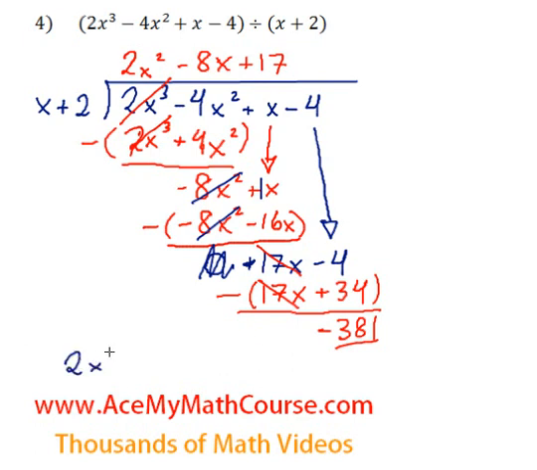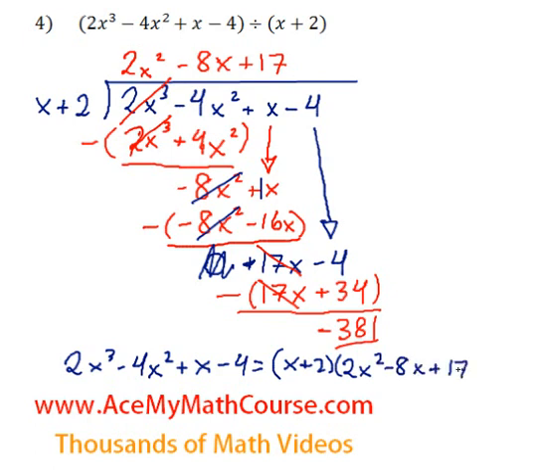So we'll start, of course, with the dividend. Plus x minus 4 is equal to x plus 2 times the quotient, and then finally we add the remainder, but the remainder is negative, so we have minus 38. And that's it.